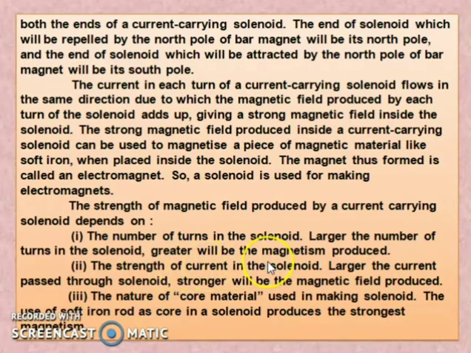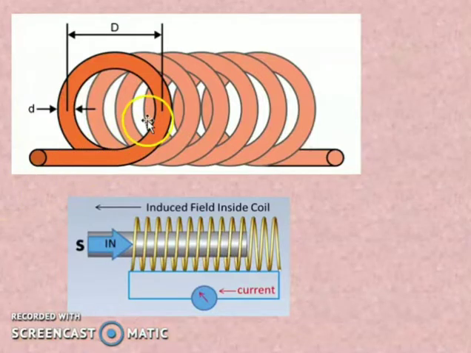Strength of the current in the solenoid means the larger the current passes through the solenoid, the stronger will be the magnetic field produced. Next, the number of turns in the solenoid: the larger the number of turns, the greater will be the magnetism produced. Here you can see the diagram. So this is the number of turns. As the number of turns is increased, the strength of the magnetism is also increased.